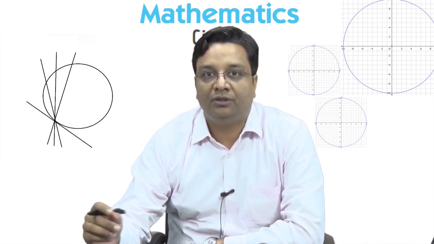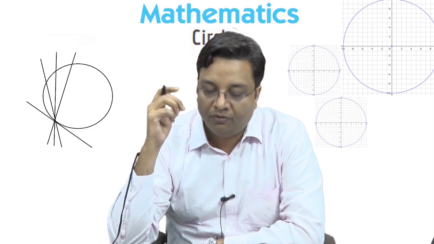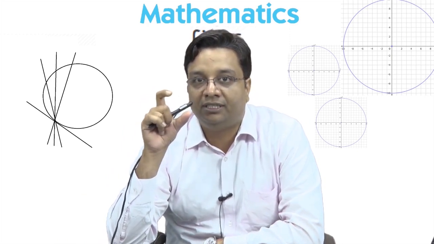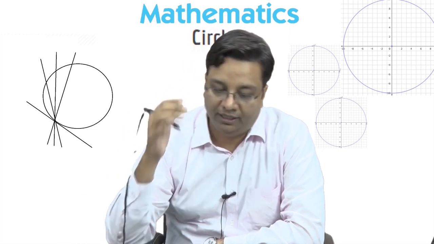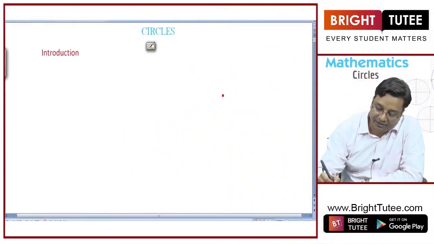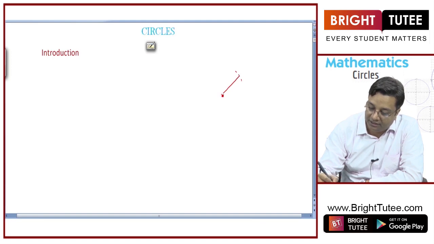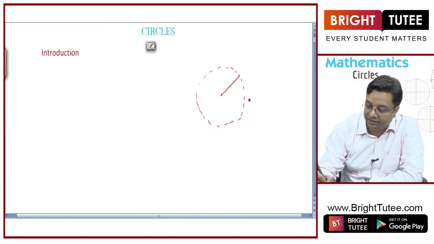In class 9th you have studied about circles, right? What is a circle? Circle is just a collection of points equidistant from a fixed point. Let us say this is a fixed point, okay? And if I take a collection of points which are at the equal distance from this point, then this shape is circle, right?